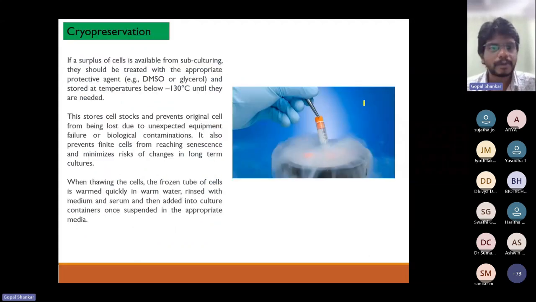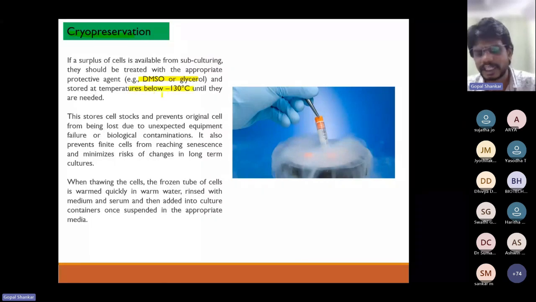Now, we'll talk about cryopreservation. So what is cryopreservation? When you have too many cells, you don't want to waste them. Instead, you can store them. So how do you store them? You can store them by using a cryoprotectant called DMSO or glycerol. Most of the time we use DMSO. DMSO is dimethyl sulfoxide, and you store them at a temperature of around minus 130 degrees.